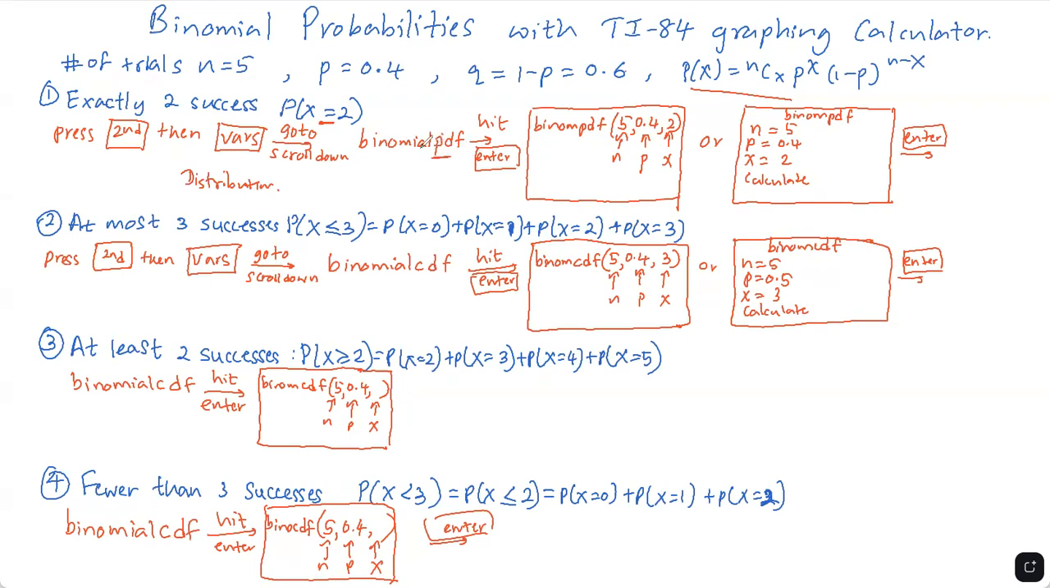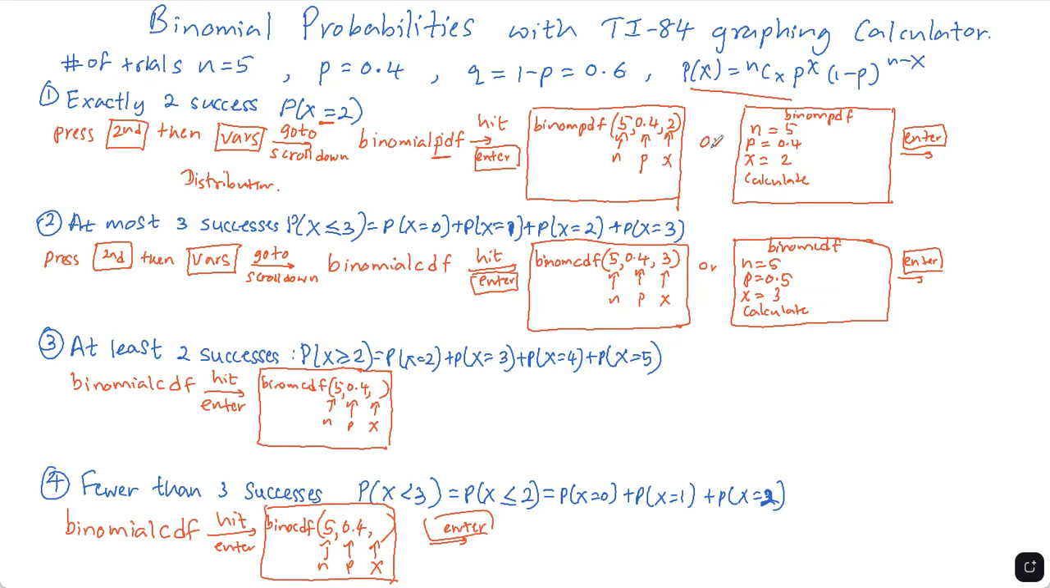So once you select binomial PDF, then hit enter. And then on the screen, you will see binomPDF and an open bracket. So this is the order. You have to enter first n, then the probability of success, and then the x number. So in this case, n equals 5, the success probability is 0.4, and I'm looking at x equals 2.